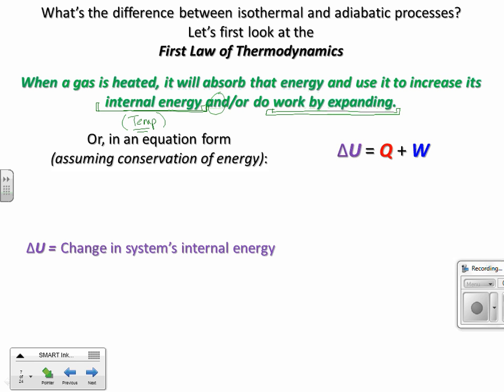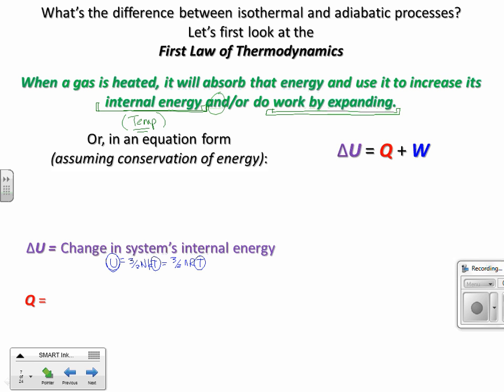So delta U, we've talked about this. It is defined to be a change in the system's internal energy. But remember, we said that U is 3 halves nkT, or 3 halves nRT. So we know that internal energy and temperature are very closely tied. When you think about delta U, the change in internal energy, think about change in temperature. They're not the same exact thing, but they are proportional.